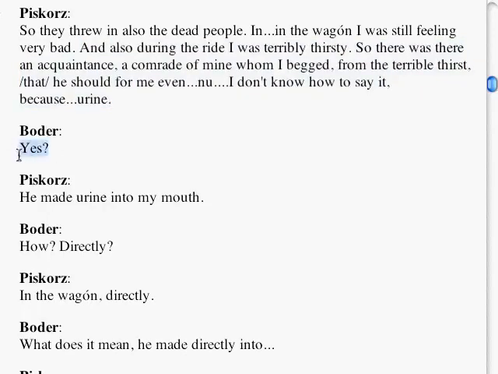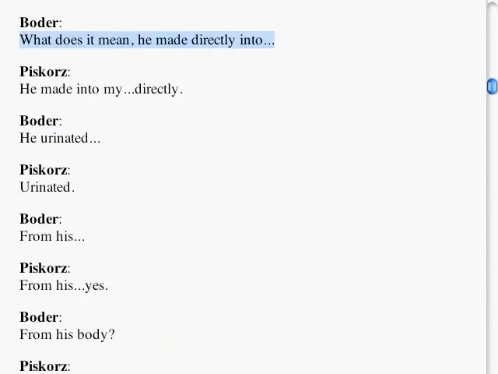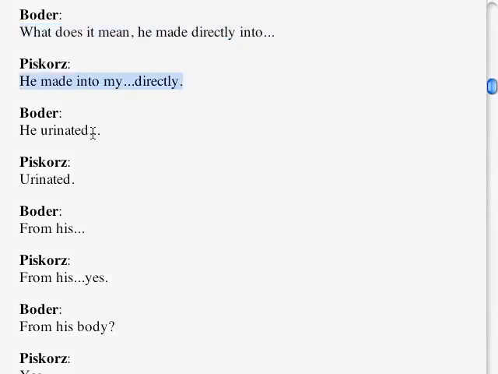"Yes, he made urine into my mouth." "How? Directly?" "In the wagon directly." Professor Boder then asks, "What does it mean he made directly into?" "He made into my mouth directly.